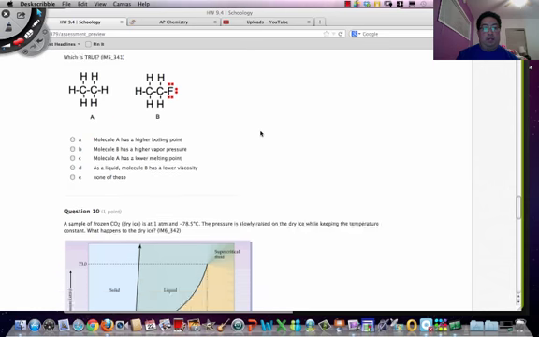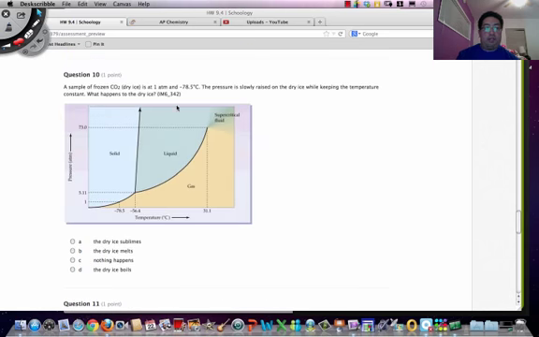Okay, moving right along down to 10 now. So here we have another phase diagram. This one is for carbon dioxide. So we're at 1 atmosphere and negative 78.5 degrees. What happens is we raise the pressure while keeping the temperature constant. So basically we're going straight up. And you can follow the red line and figure out what happens there. And let me erase that.